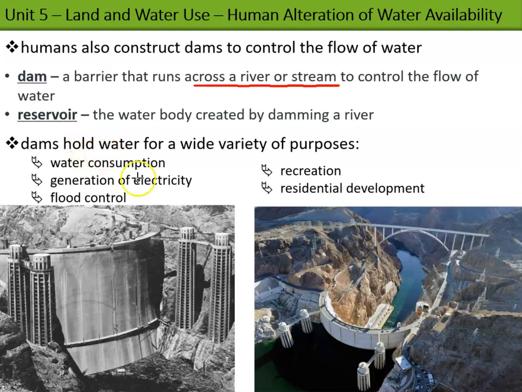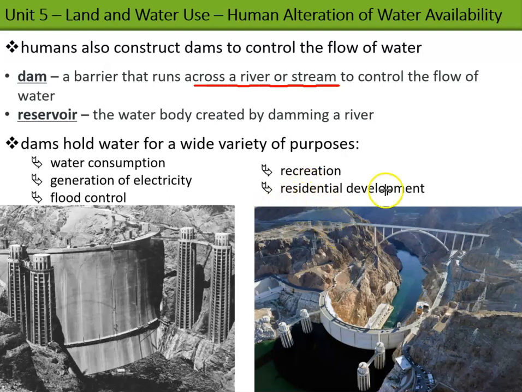And some of these are massive in size. So dams can hold water for a variety of purposes. People do this for a variety of purposes. One is water consumption. So you have reservoirs that are primarily there for humans to drink the water. You have generation of electricity, hydroelectric power. Many are built for flood control. Some are built for recreation. There are reservoirs that are created with the primary purpose, actually, of providing a big lake for people to go water ski on and swim in and that sort of thing.